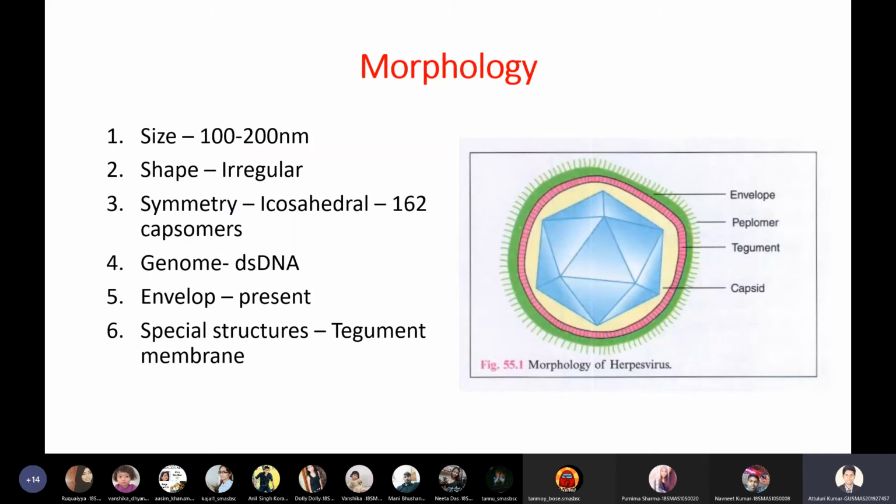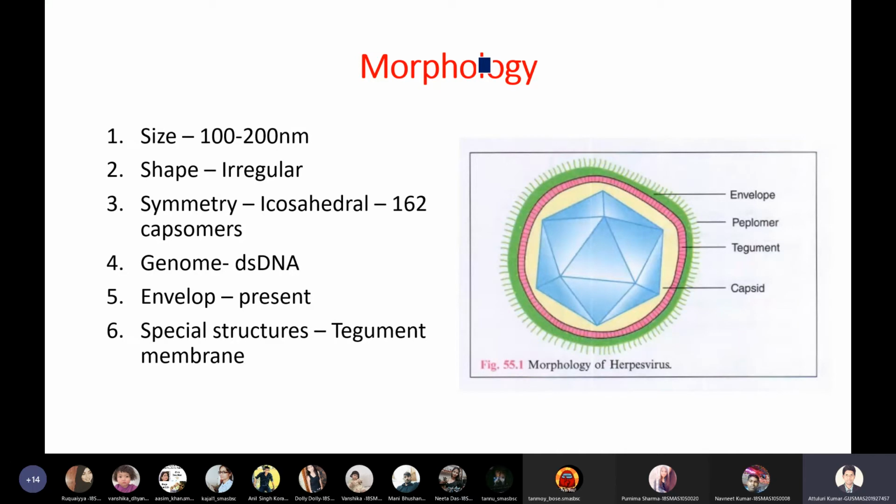Then coming to the morphology of cytomegalovirus, it is the same as herpes virus: size is 100 to 200 nanometers, shape is irregular, symmetry icosahedral with 162 capsomeres, genome is double-stranded DNA, envelope present, special proteins present. Special proteins such as the tegument membrane is present below the surface, the second membrane of this particular virus, which is the tegument membrane.